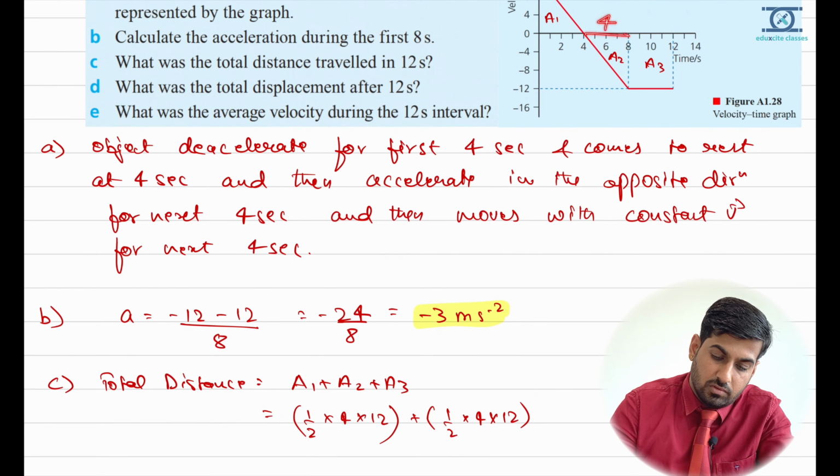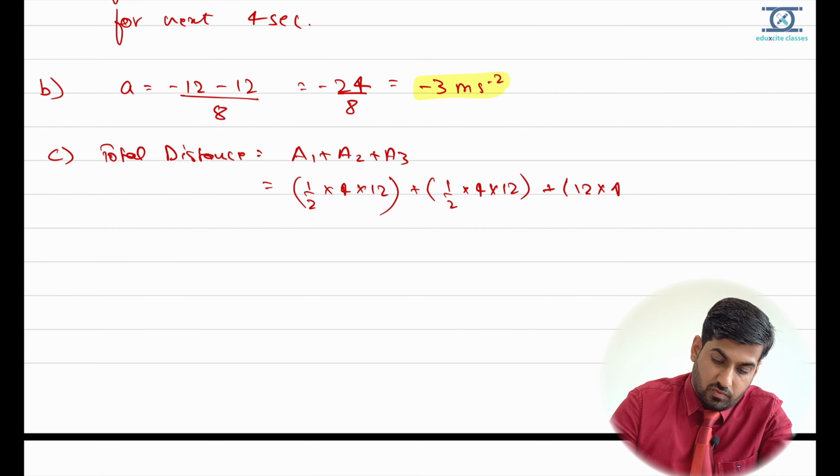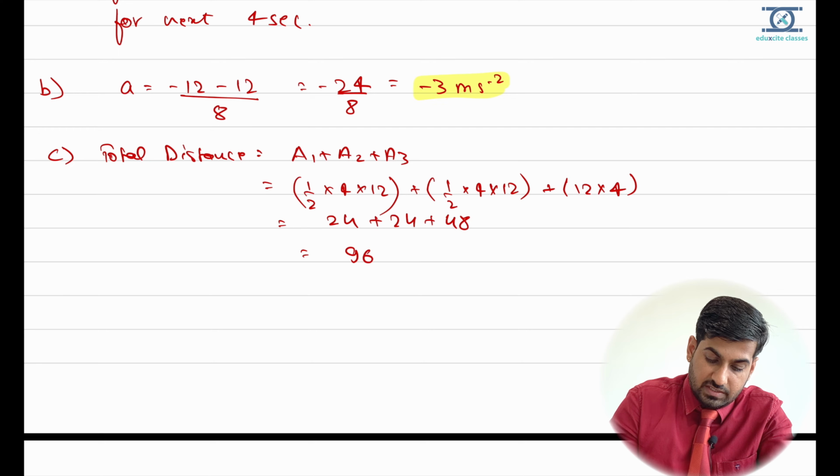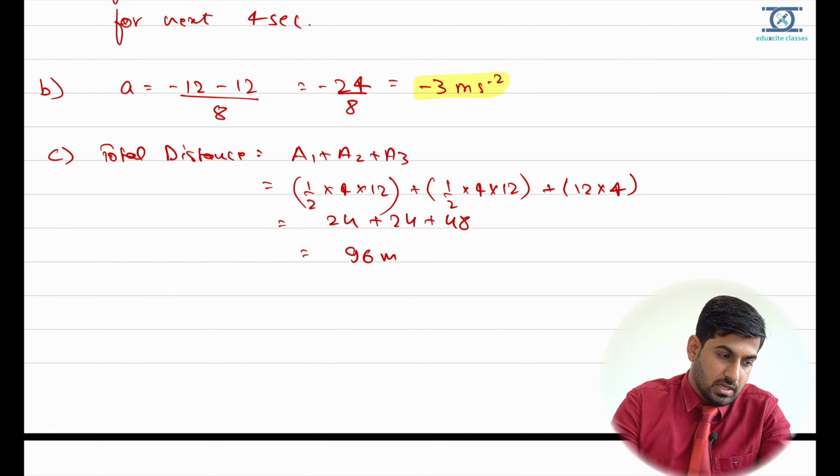This is again 4, this is 12, and this is a rectangle. 12 into 4 plus 12 into 4. So if you solve this, you will get 24 plus 24 plus 48, which will be 96 meter. Okay, so this will be your answer for the C part.